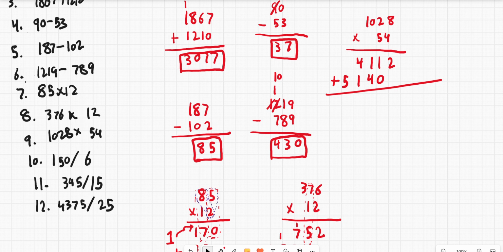Now we just add the numbers together. So this is 2. This is 2. This is 1. This is 5. This is 5. And this is 5. There we go.